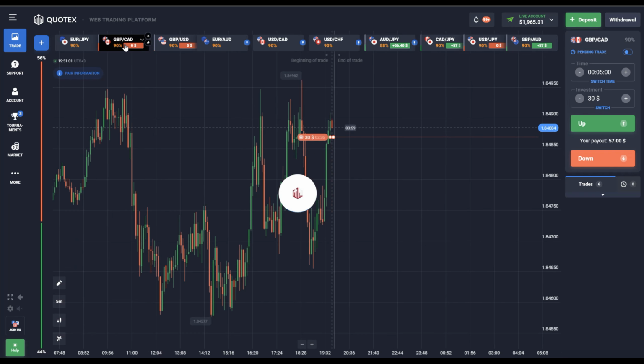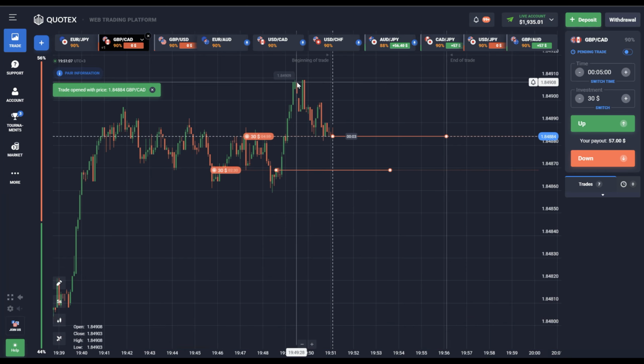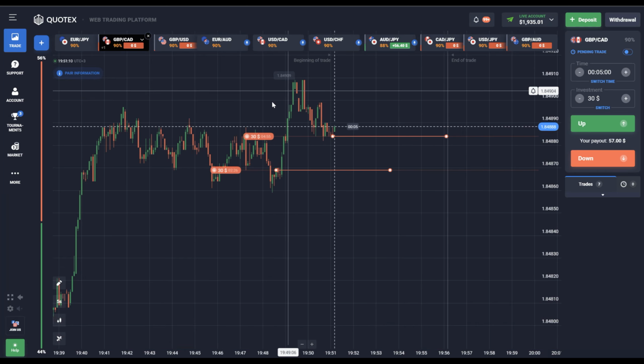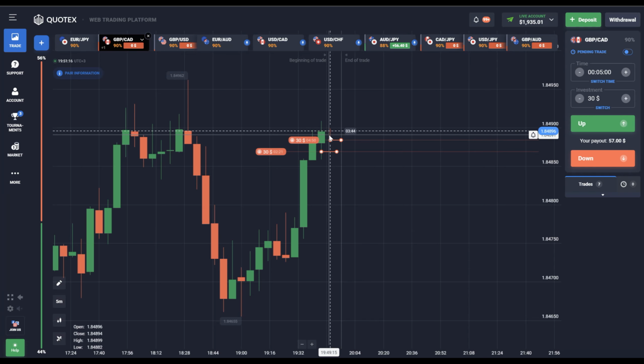Let's see what's actually happening. British pound, Canadian dollar is currently in the red. I'll open an additional trade. The price started reversing back a little bit higher, but as I said, the zone here is quite wide, so there was definitely a chance the price would go higher first before reversing.